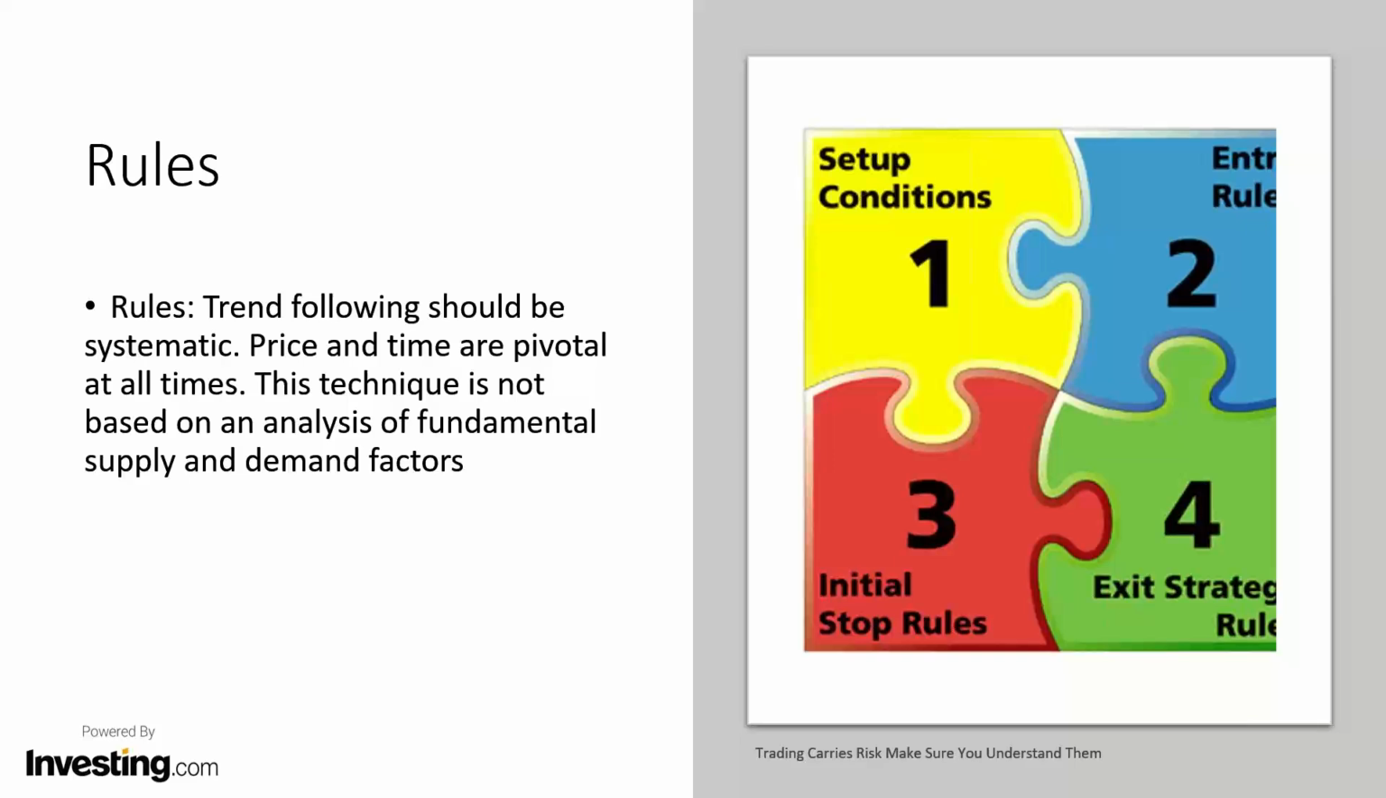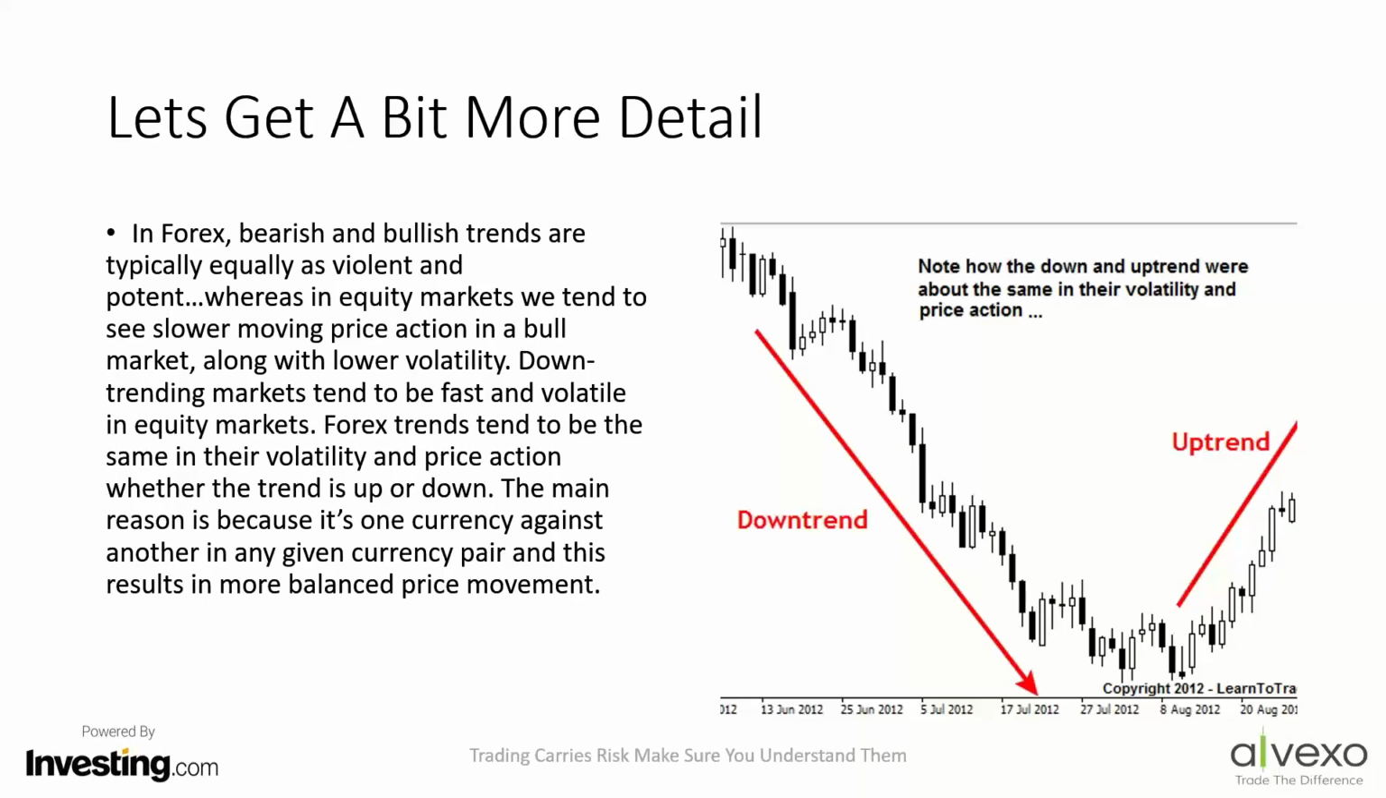So, rules. Trend following should be systematic. Price and time are pivotable at all times. This technique is not based on analysis of fundamental supply and demand factors. In Forex, bearish and bullish trends are typically equal, as violent and potent. In other words, one of the reasons Fibonacci retracements are so dependable is that in the Forex market, price will tend to go down in a hard downtrend, but it will tend to recover in an uptrend equal to the distance that it moved in the downtrend.